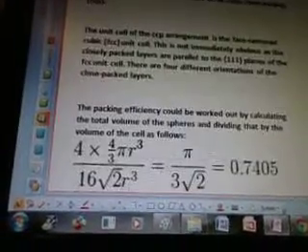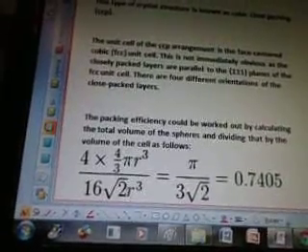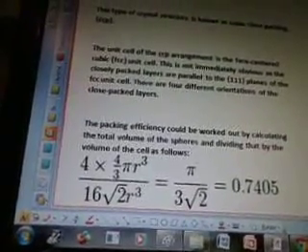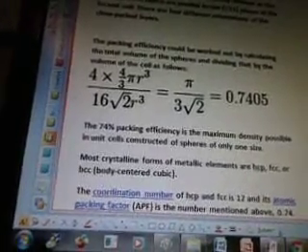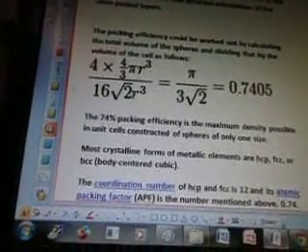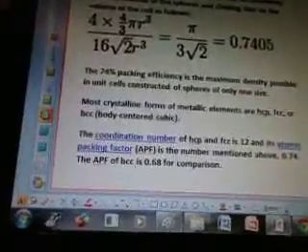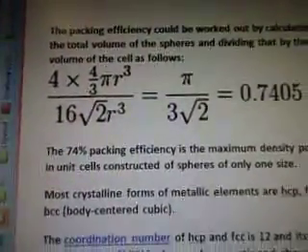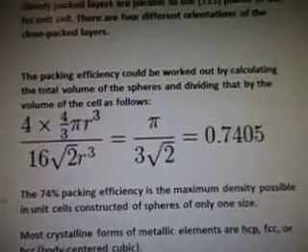This is not immediately obvious as the closely packed layers are parallel to the 111 planes of the FCC unit cell. There are 4 different orientations of the close packed layers. The packing efficiency could be worked out by calculating the total volume of the spheres and dividing that by the volume of the cell as follows. So this is going to be one of the mathematical equations you'll use when you build the middle core of your UFO spaceship thing that you're going to make.